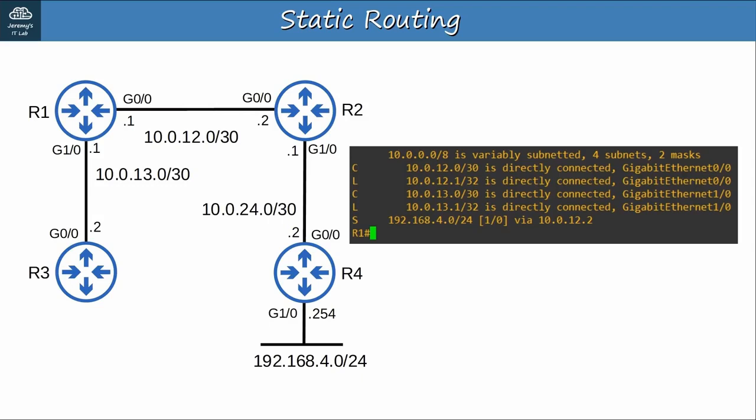I configured a static route on R1. It can send traffic to R4's network with no problems. However, what if the same failure on the link occurs? Because there is no dynamic routing protocol in use, R1 is unaware that it can no longer reach the 192.168.4.0 network. If it receives packets destined for that network, it will continue forwarding them to R2, unaware that R2 can no longer reach the network.